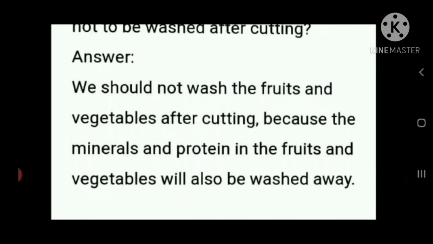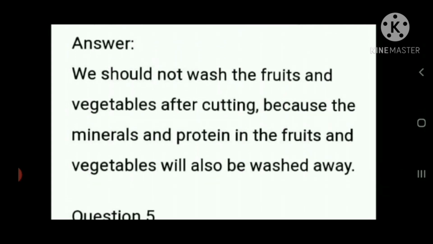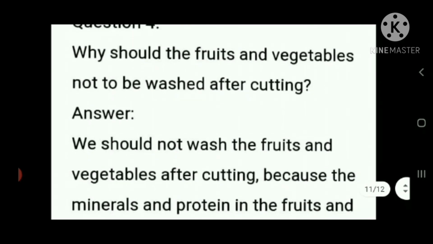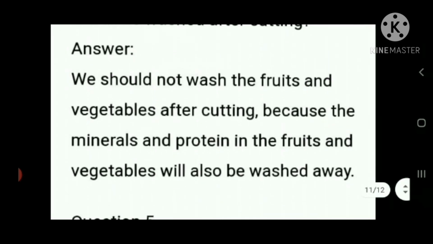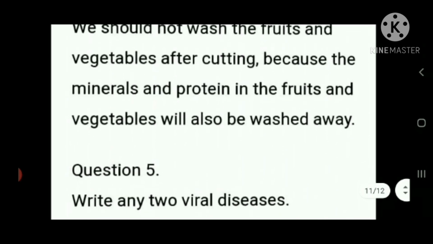That will also go along with the water soluble components. So they'll also go while you are washing. That's why you are not supposed to wash the fruits and vegetables after we cut. Let me repeat it. We should not wash the fruits and vegetables after we cut, because the minerals and protein in them will also be washed away.